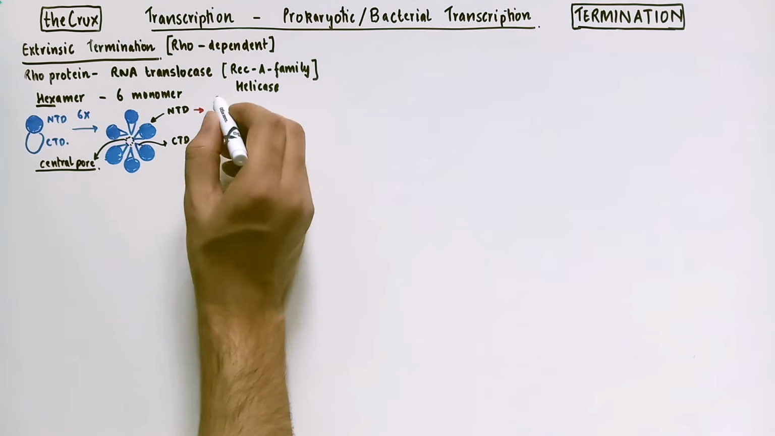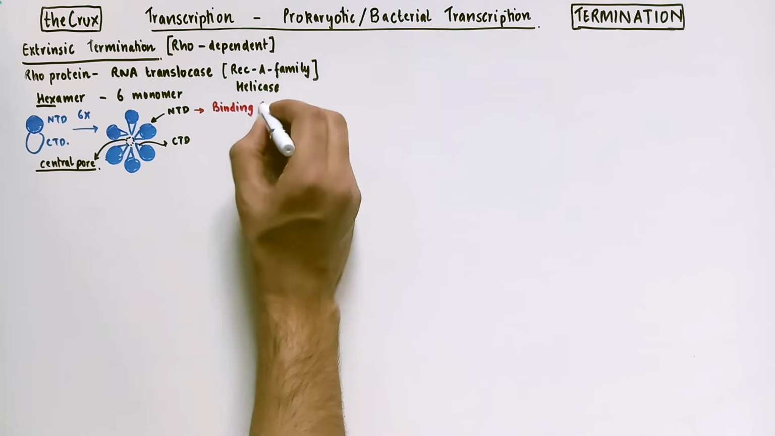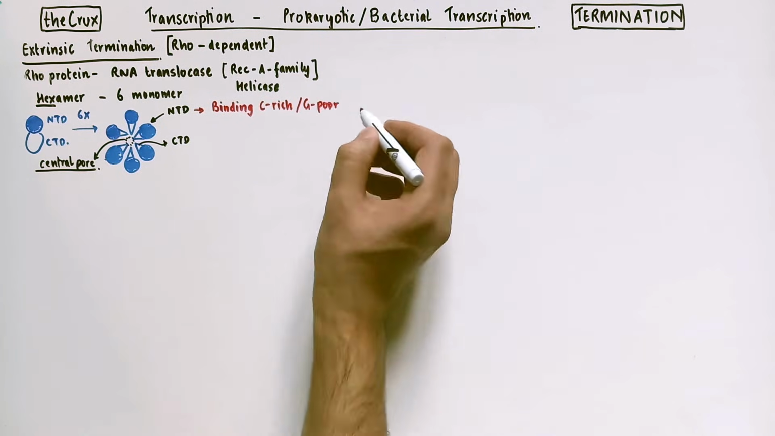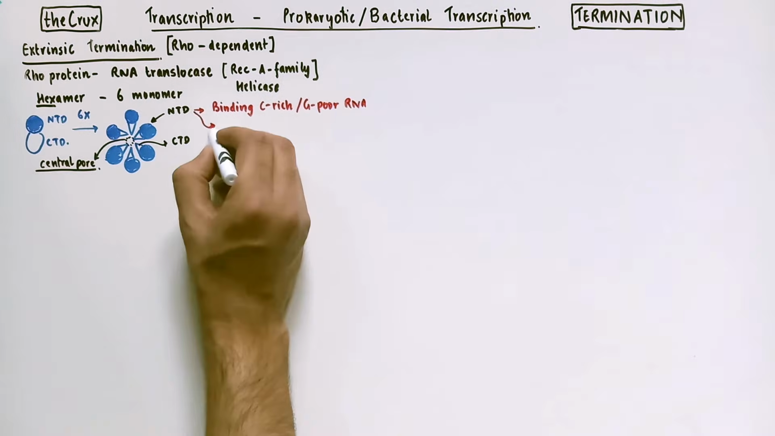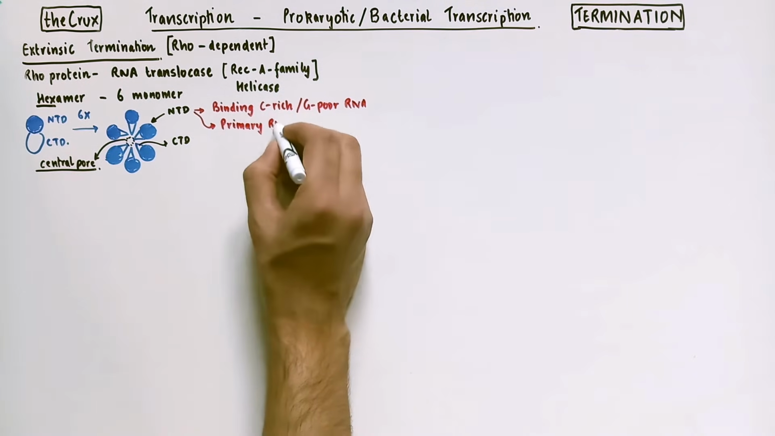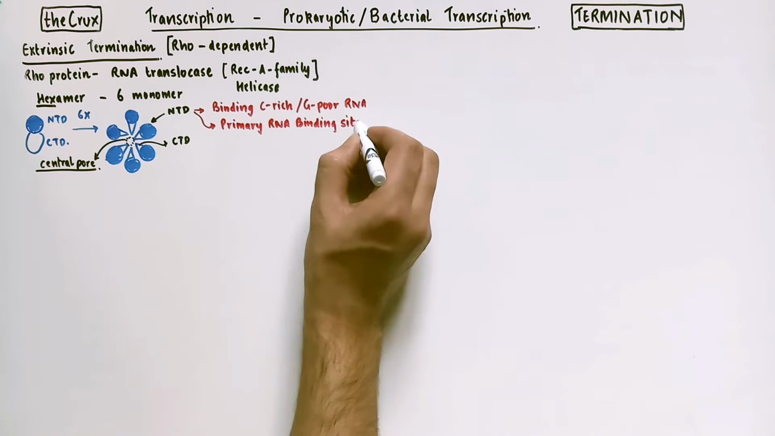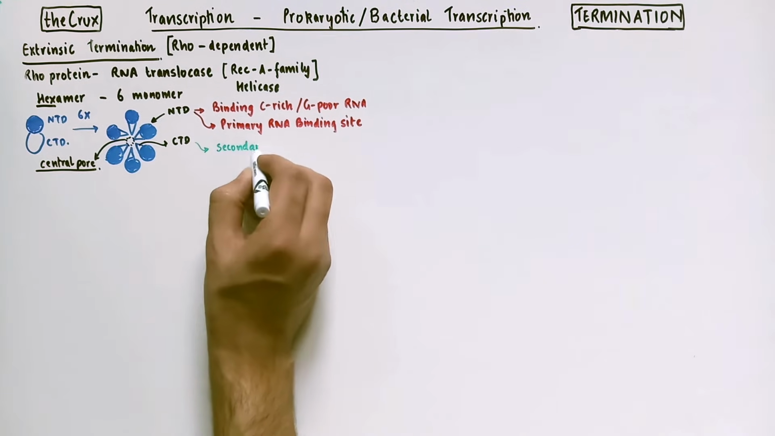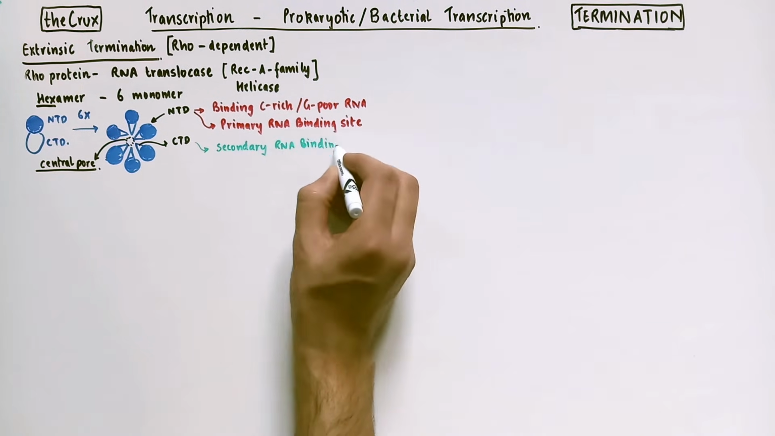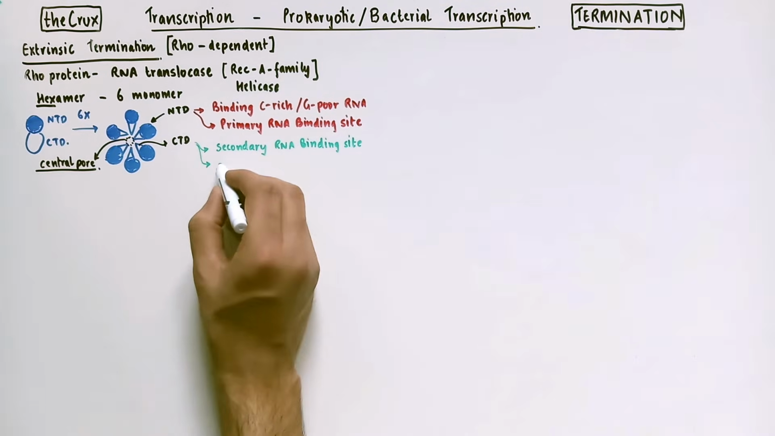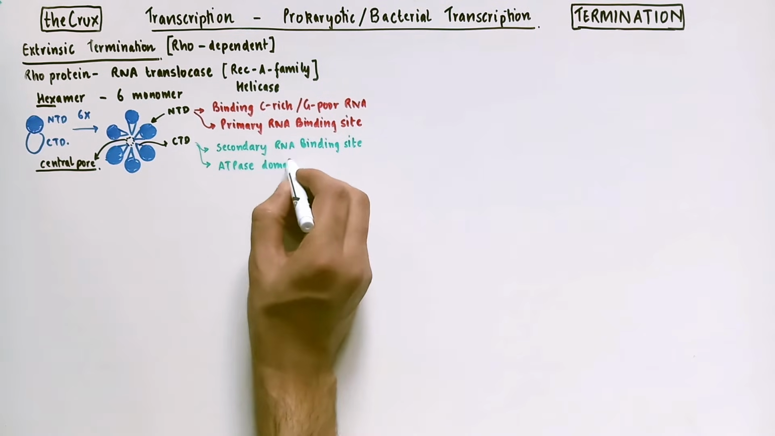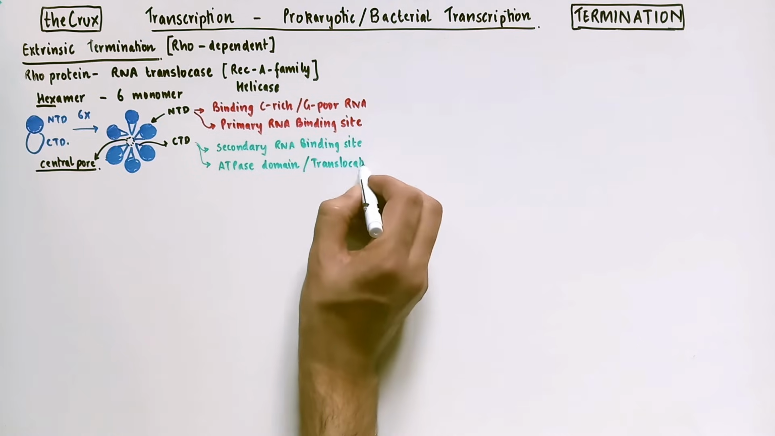The N-terminal region has the binding capacity for C-rich and G-poor RNA. And this is also the primary RNA binding site, meaning that the RNA binds here first. Then the CTD is the secondary binding site. The C-terminal domain also harbors the ATPase domain, which is involved in the process of Rho translocation.